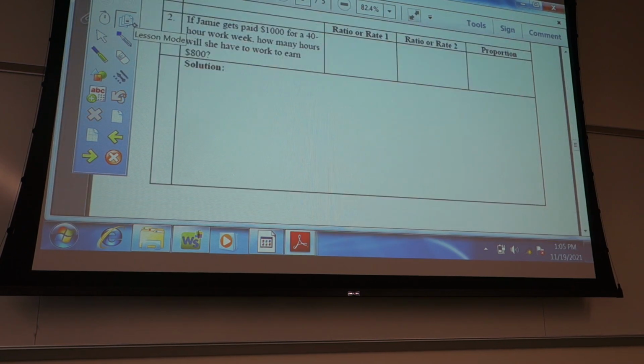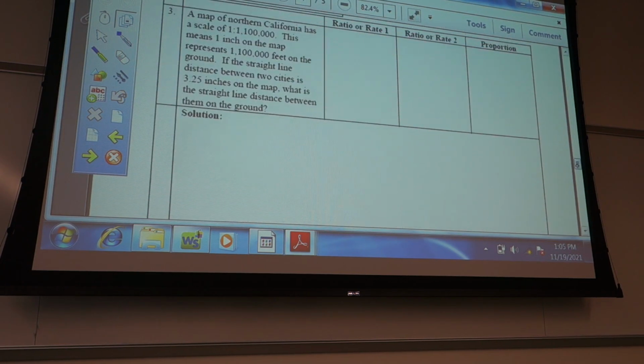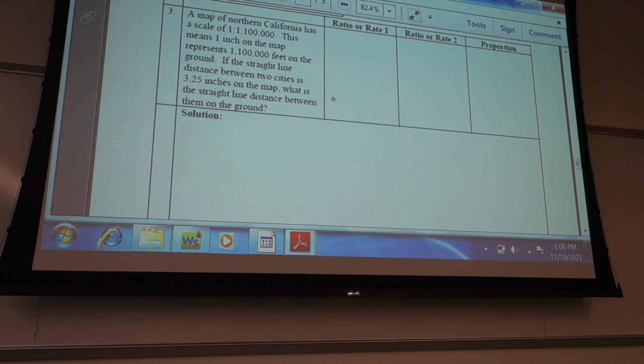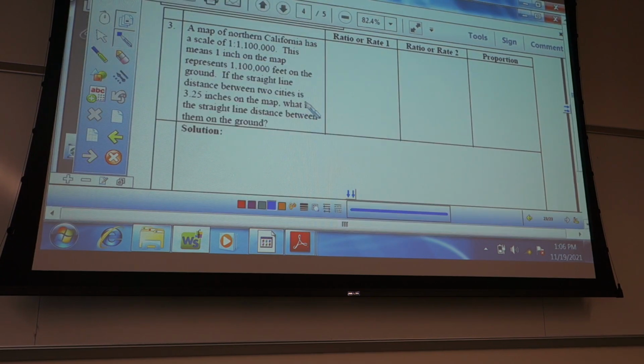So then for our next one, we look at it. Again, I would say find the what, or the how many, or the whatever. So x is my what. That goes with 3.25 inches. So x over 3.25 inches. You always keep your x on top, figure out what it goes with, and put that on the bottom.